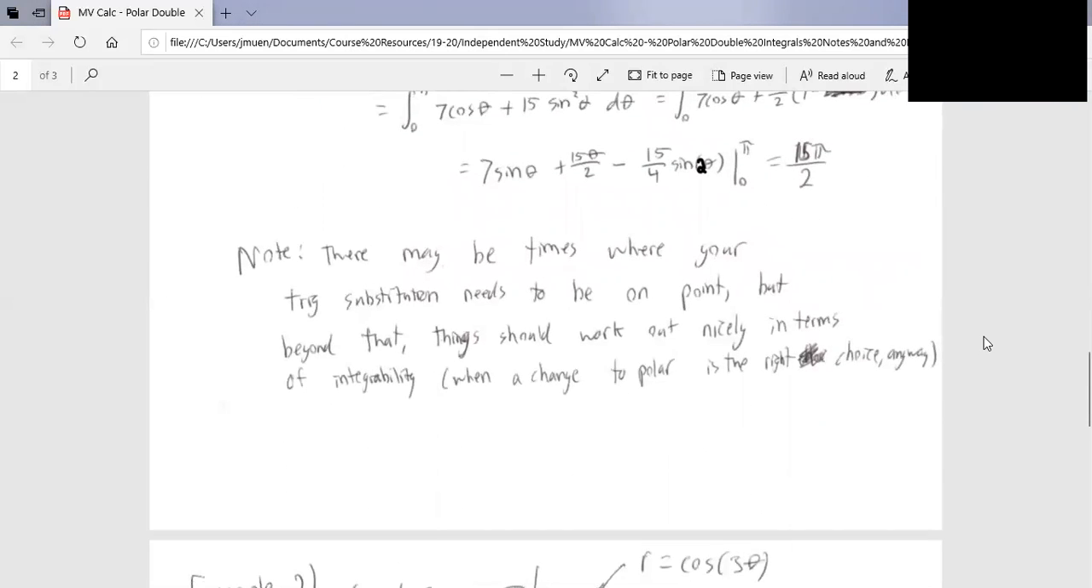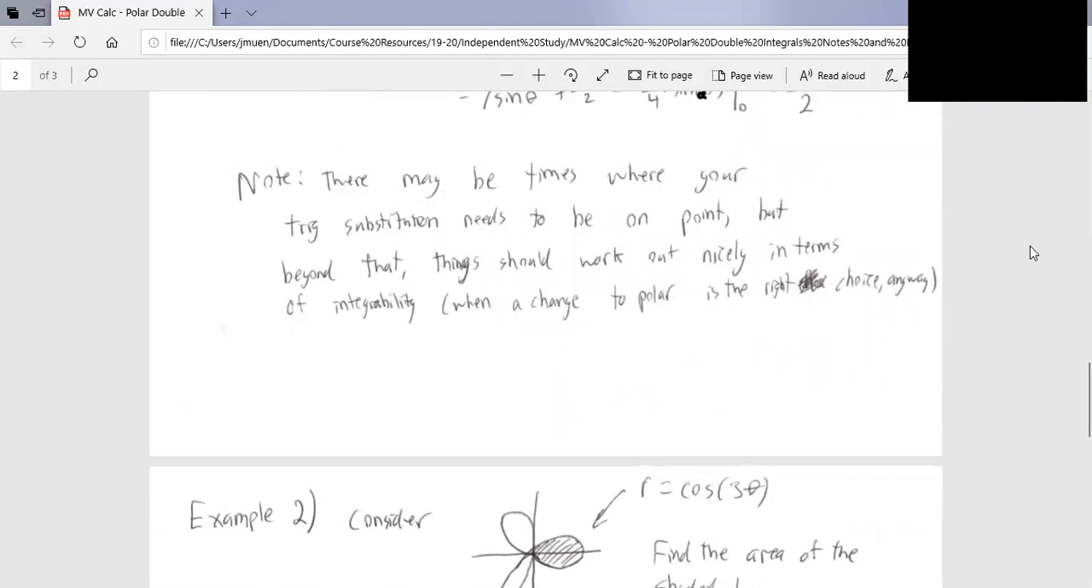Do note, this is an example of somewhere where we needed a trig identity. We might need full trig substitutions in integration terms. We might need to use other trig identities. It might happen that way, but beyond that, things should generally work out nicely when you change to polar form, because the whole idea is you're probably changing to it for a reason. So for the most part, if you're comfortable with your trig identities and trig substitution, you should be in decent shape.